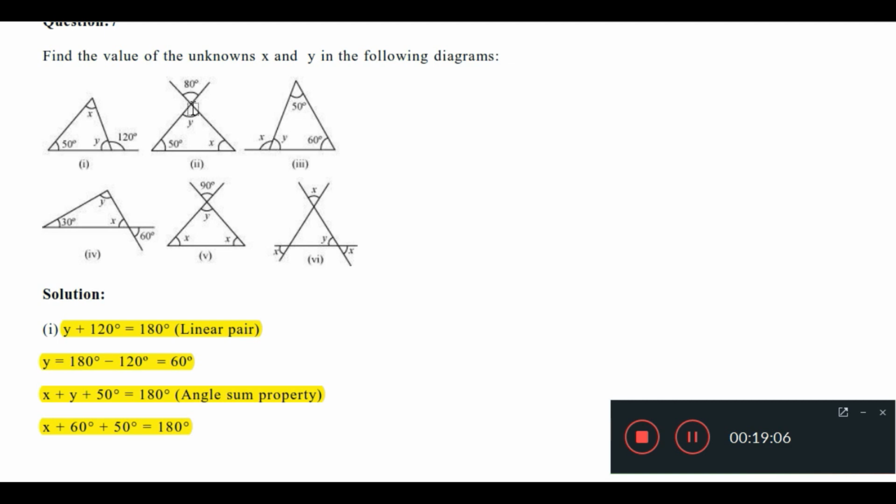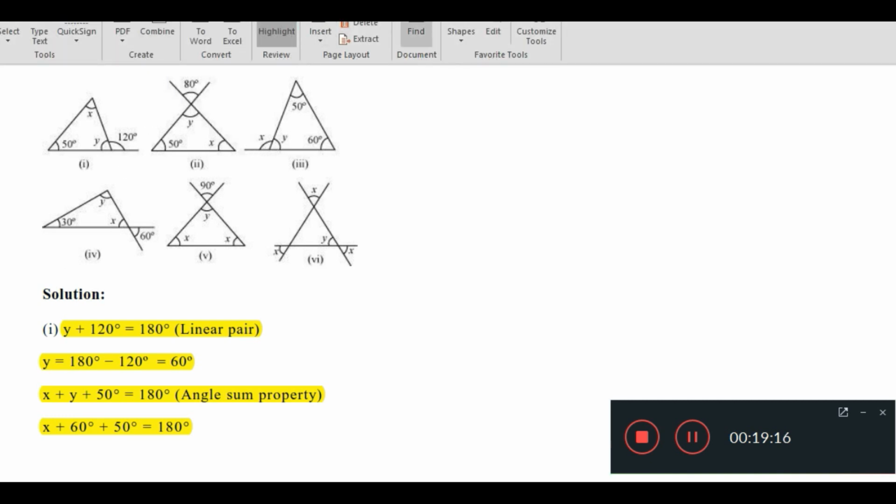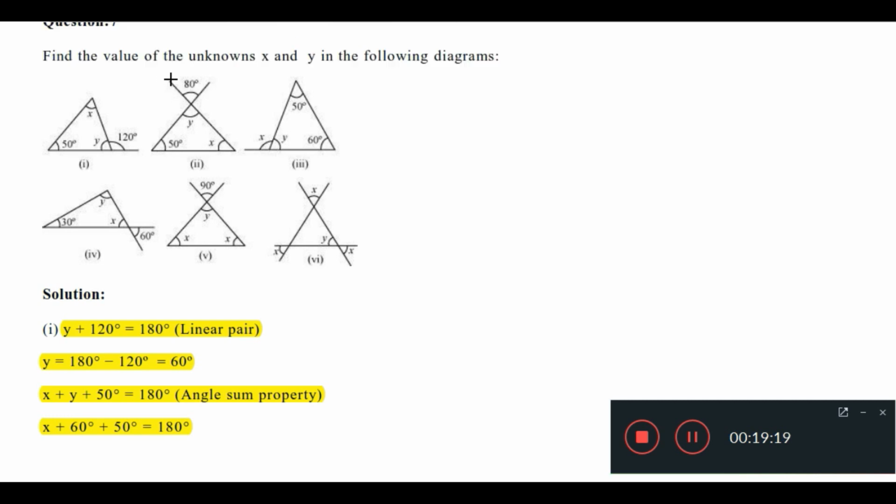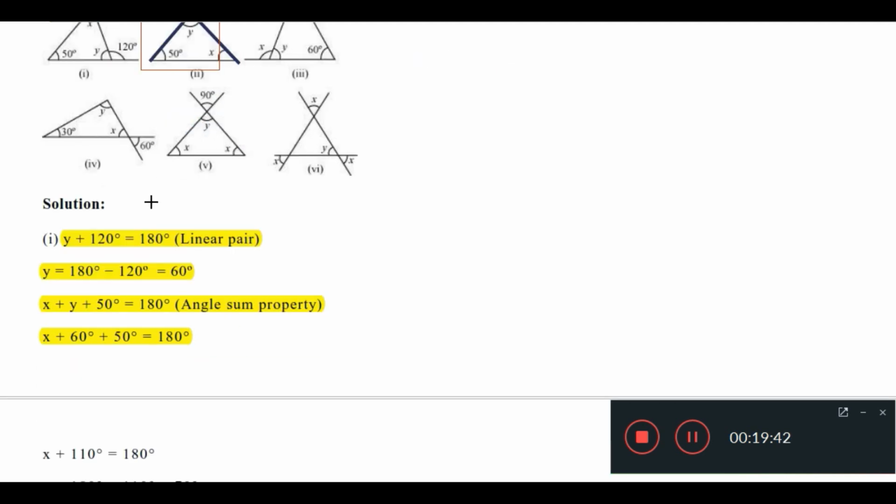Now in the second, for calculating y, we should use vertically opposite angle. See this line, we have x here, and we know that in x we use vertically opposite angle. So this is one cross and this is second cross. That's why here we have formed vertically opposite angles in the intersection of these two lines. So 80 equals to y. Reason: vertically opposite angle. As we get here the value of y, so we can use angle sum property.